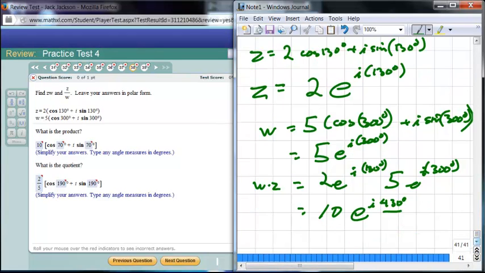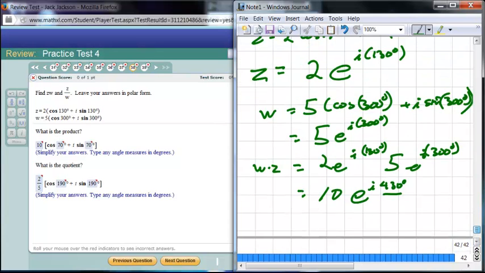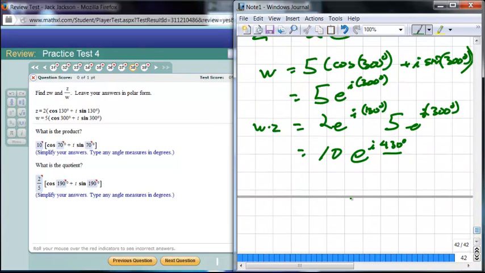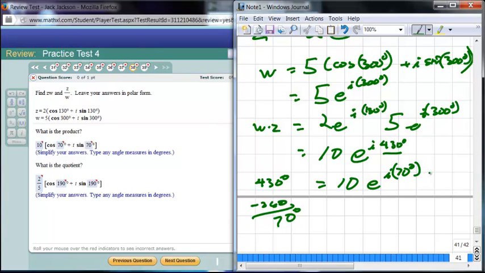Now there are other ways to do this. I don't know if this will take other angles or not, but it looks like what they're wanting on this problem is an angle between 0 and 360. So if we subtract 360 from that, we get 70 degrees. So this is the same thing as 10e to the i times 70 degrees. So it looks like what they'd rather have is an angle between 0 and 360 degrees. So we'll use that version.